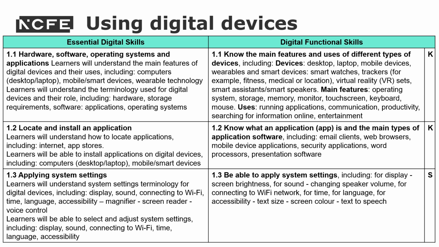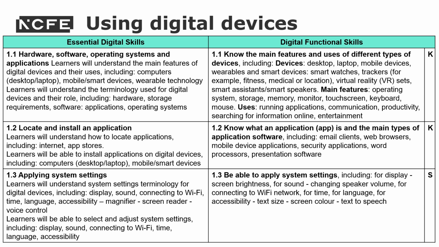In essential digital skills, 1.2 is locating and installing an application, while in digital functional skills, the learning outcome is simply to know what an application is and the main types of application software. 1.3 in both qualifications is broadly similar, with learners needing to be able to apply system settings.